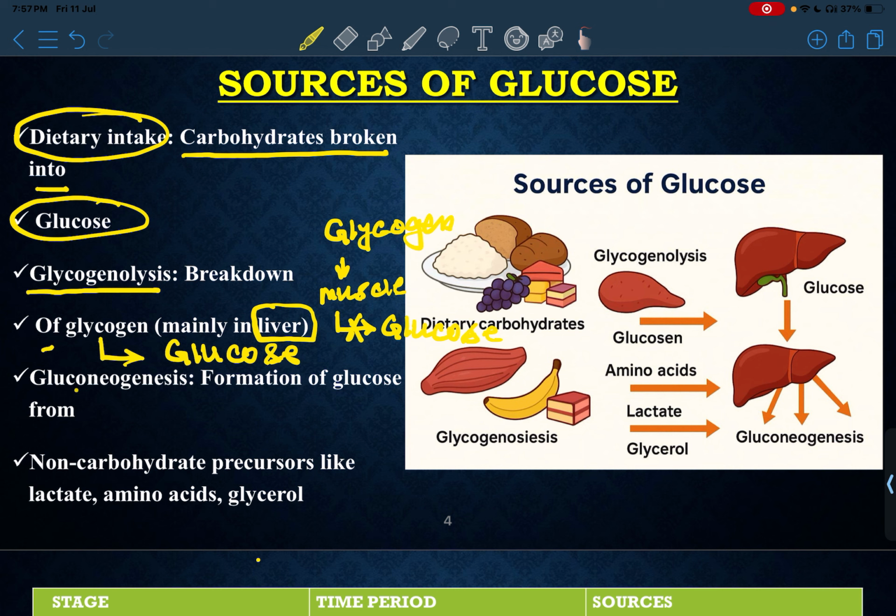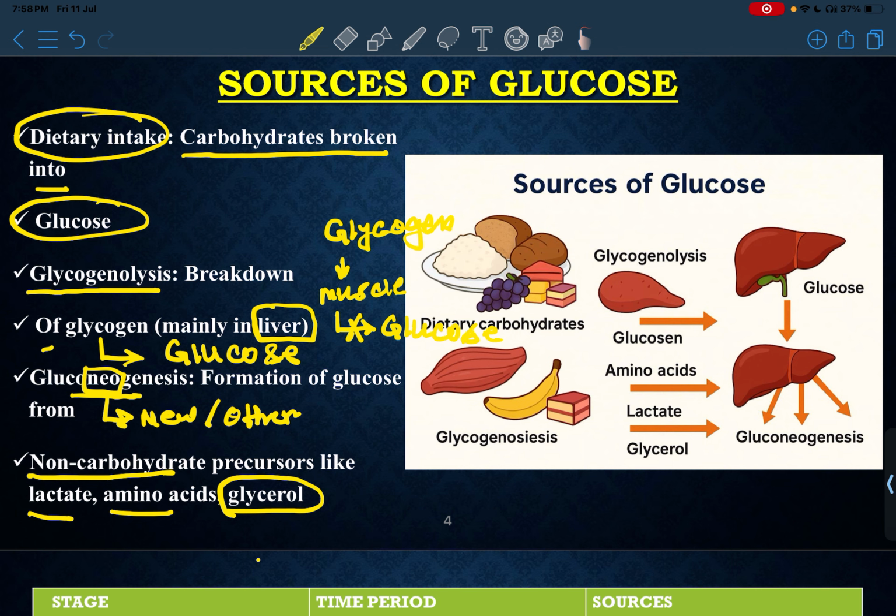Next is gluconeogenesis. In gluconeogenesis, you can see the 'neo'. This neo means something new, from where glucose is synthesized from sources other than carbohydrate. That is, formation of glucose from non-carbohydrate sources like lactate, amino acids, and glycerol.